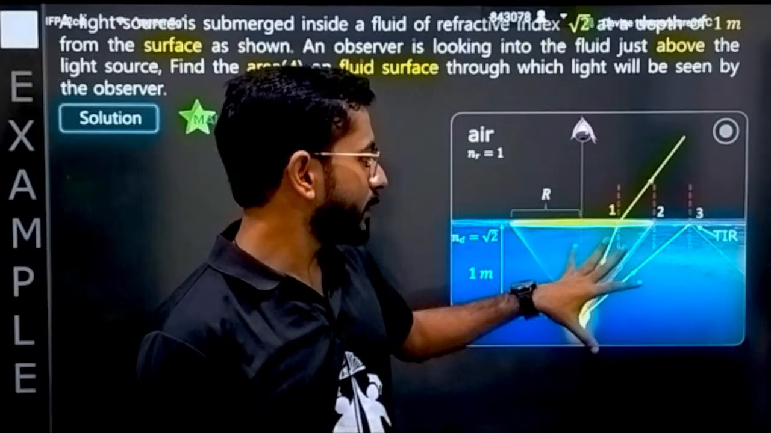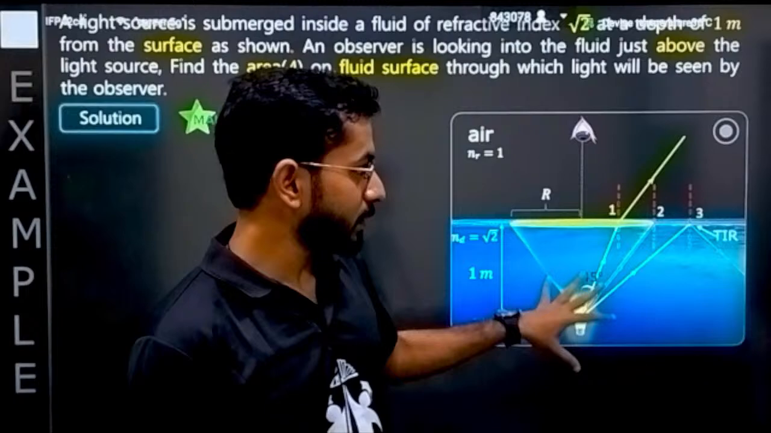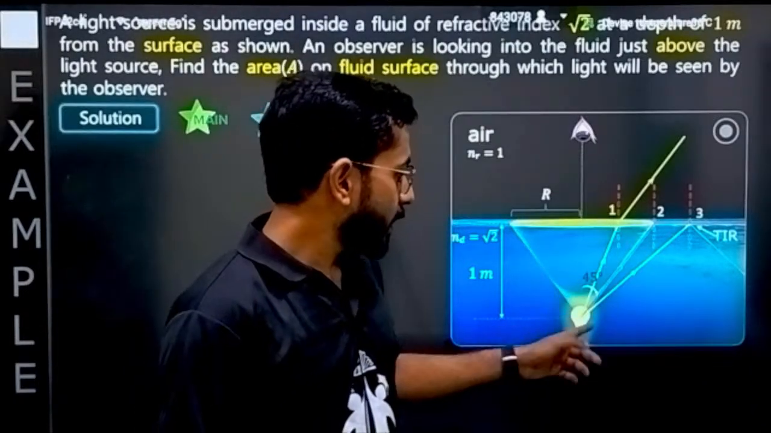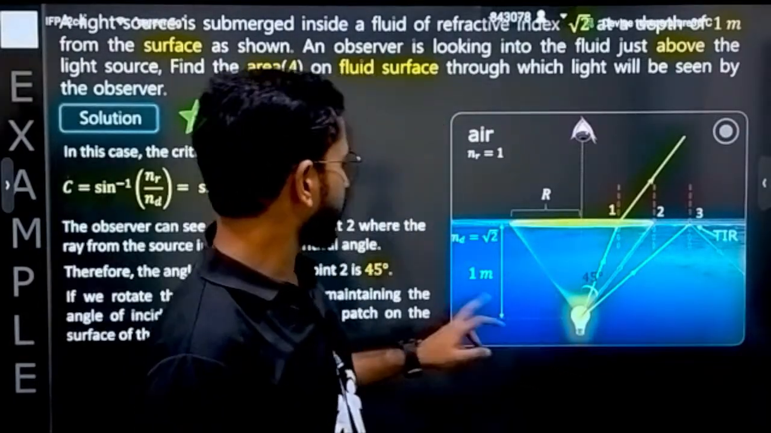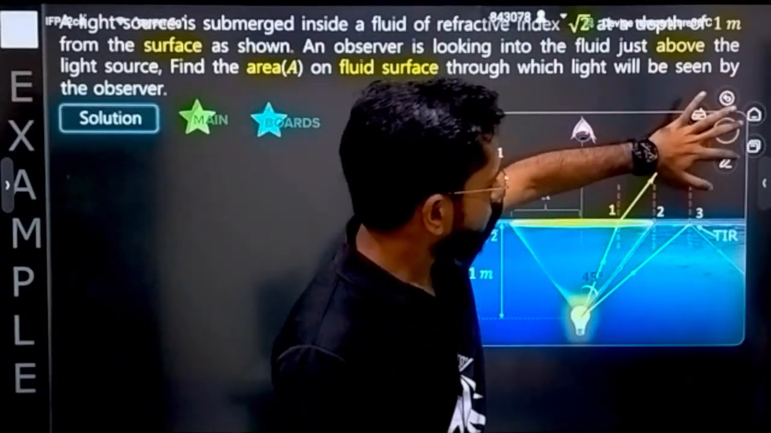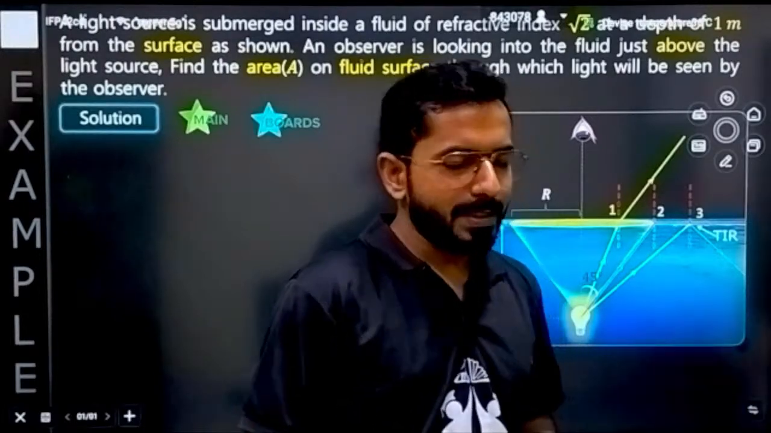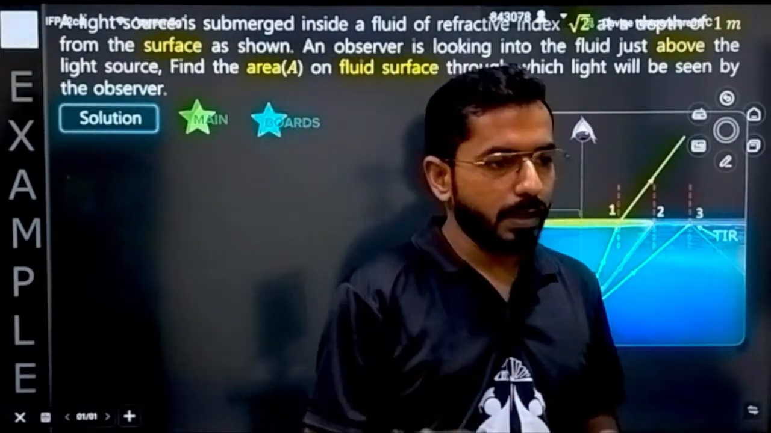See, for you we used to design this much of hard PPTs. It takes a lot of time also. And here it is a light bulb, and the light bulb is glowing. So the question will always be asking you, tell me the area of illumination.